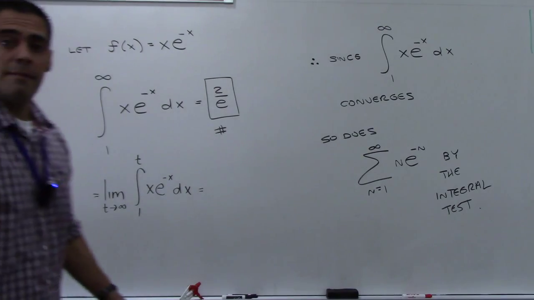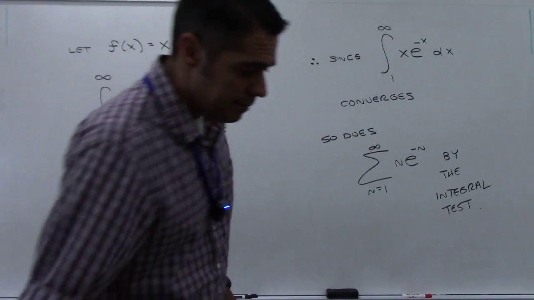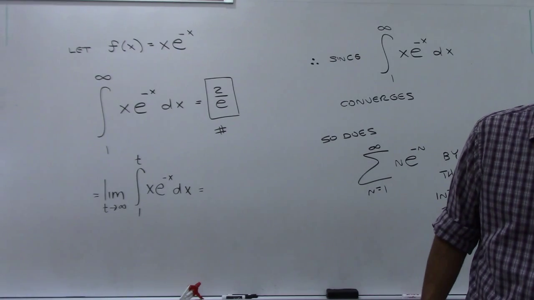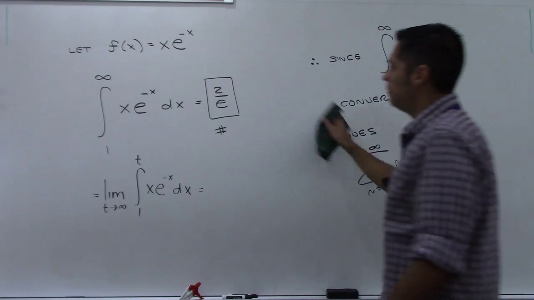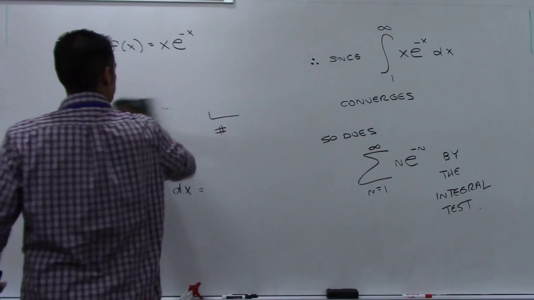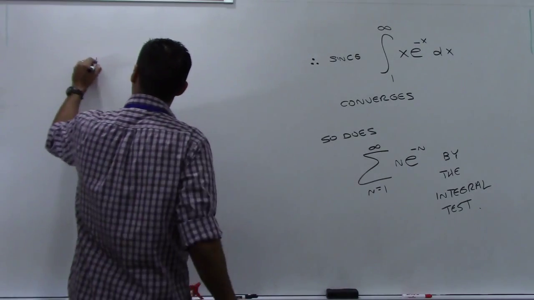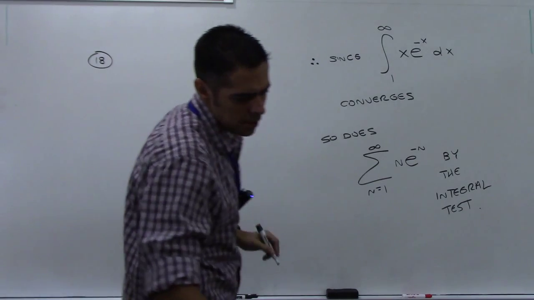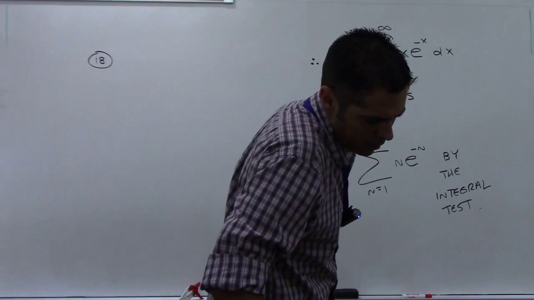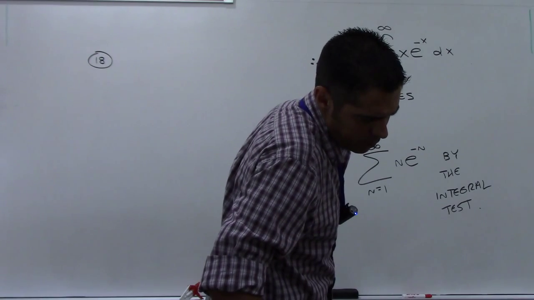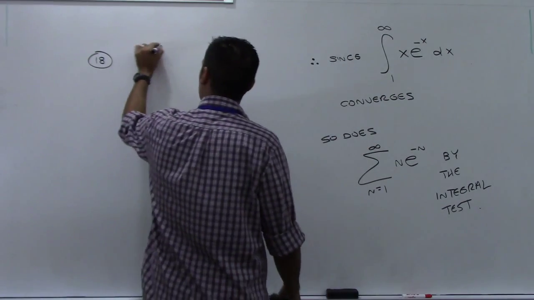All right, how's my time here? 48 minutes. Let me see if I have time for another one. Yeah, let's do 18. Okay. Sum n equals 1 to infinity n squared over n cubed plus 1.